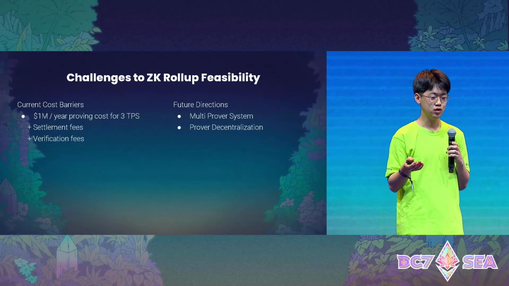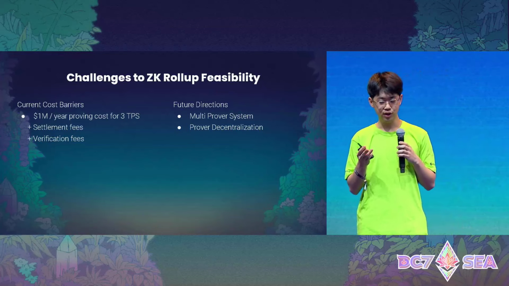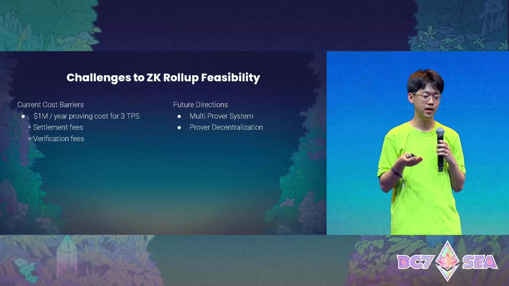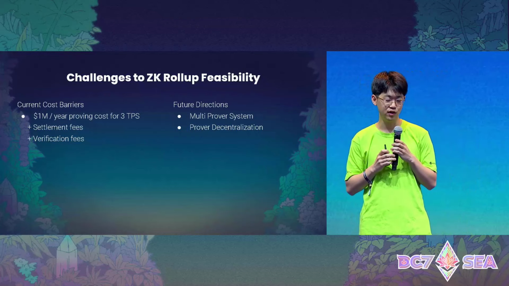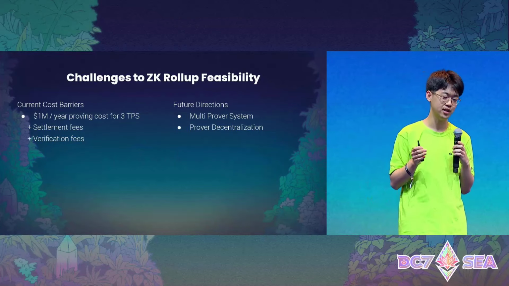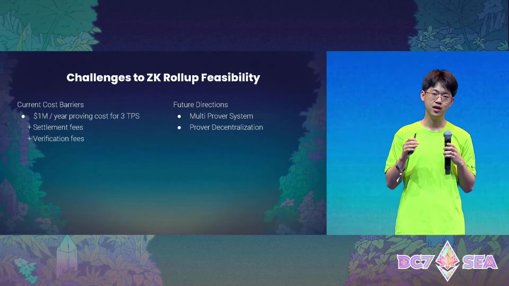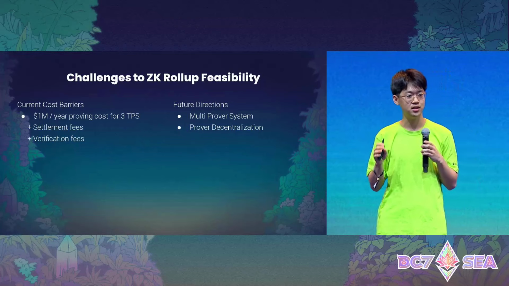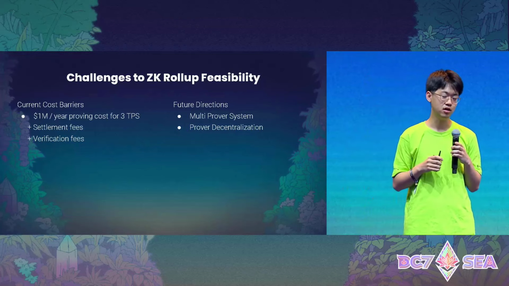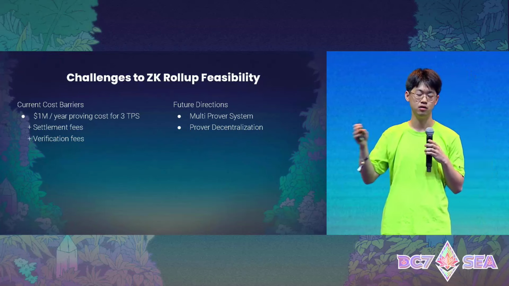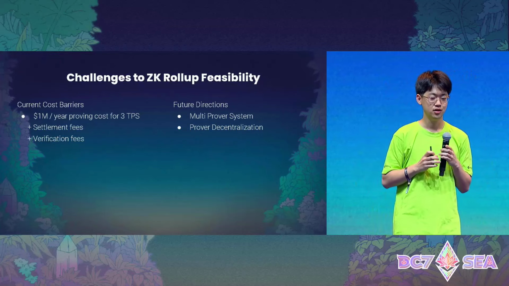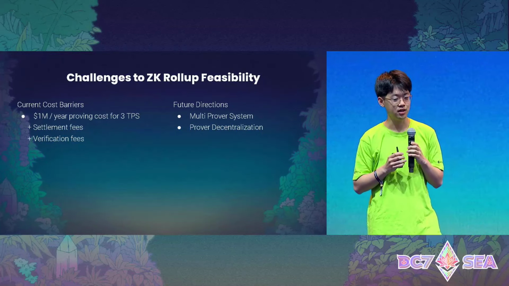fees. So there are 3 types of costs that we need to pay to run a zk rollup. First, it's the biggest bottleneck, which is the proving cost. I've tested with a network with about 3 TPS, and you need about $1 million for proving the blocks for a year. So I think it's not that feasible now.